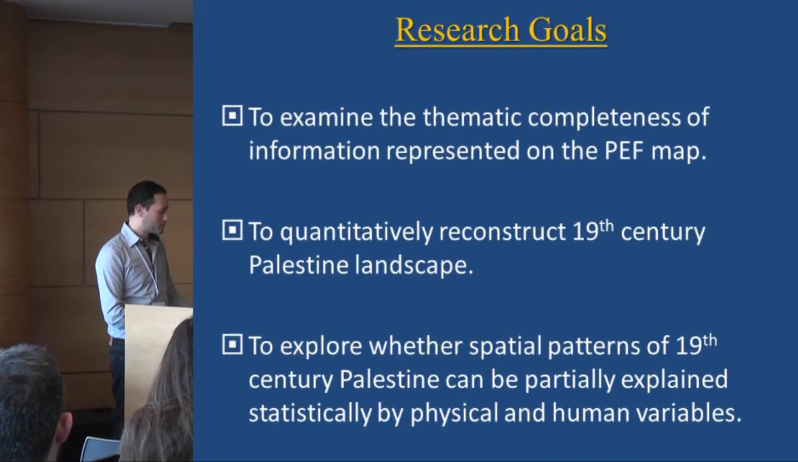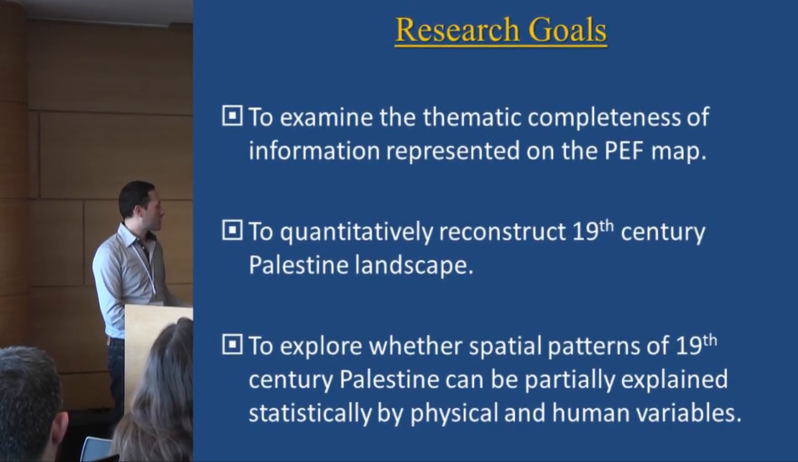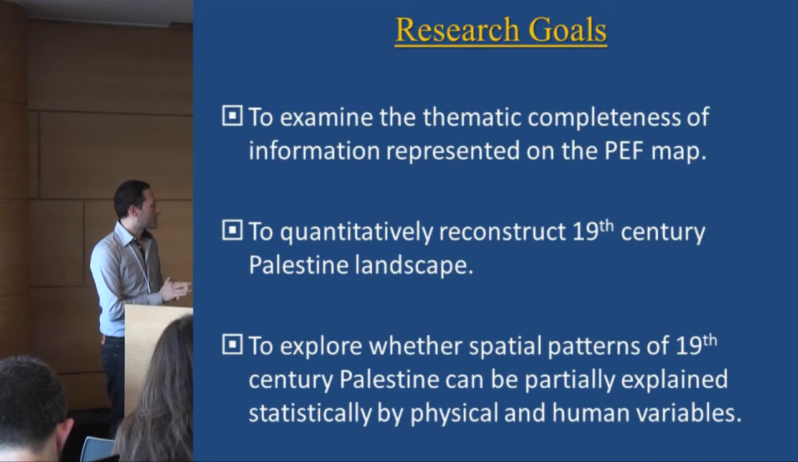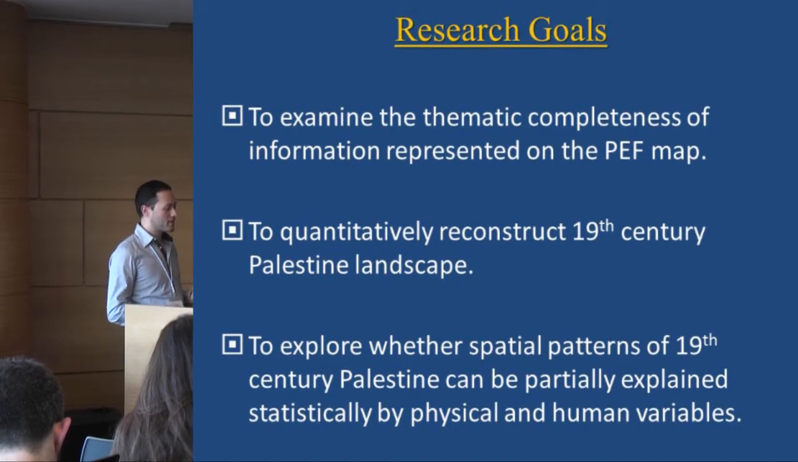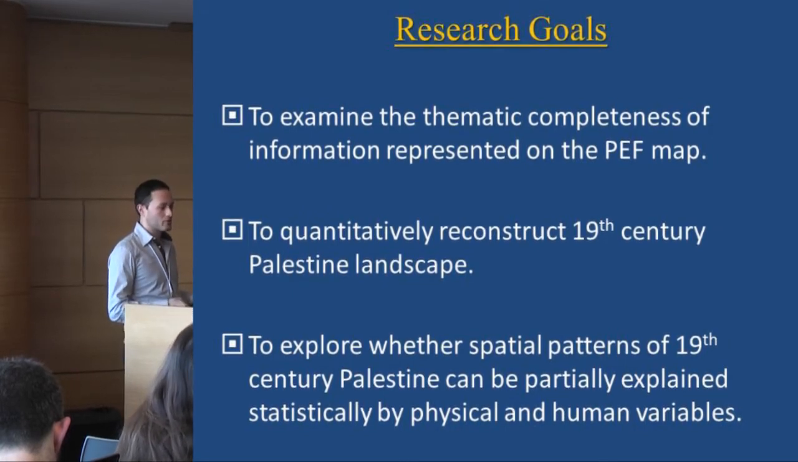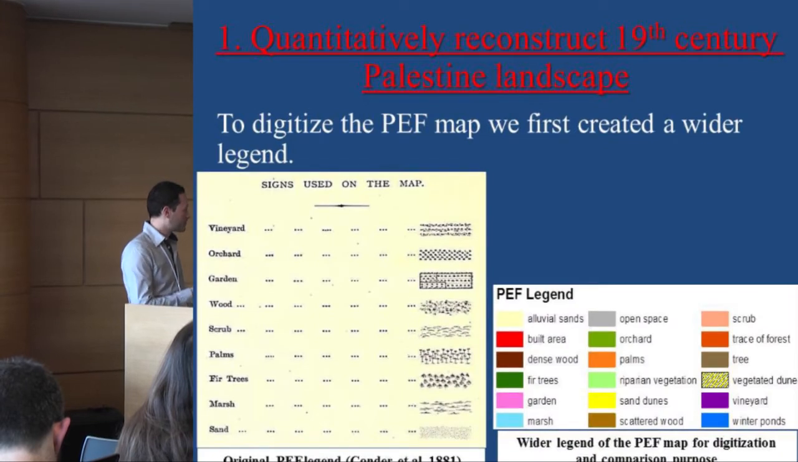The second goal was to quantitatively reconstruct the 19th century Palestine landscape. And thirdly, it was to see whether the landscape patterns that we saw in the 19th century by using the PF map can be explained by physical or human variables, meaning topography or where people lived.